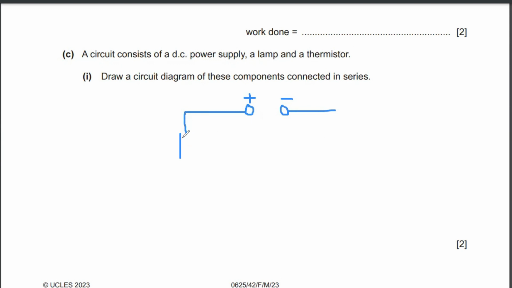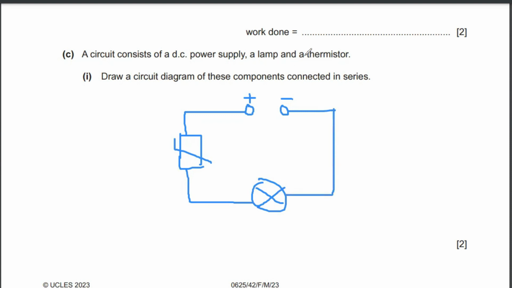So let's just draw the thermistor first. Let's say we are drawing the thermistor here, and the symbol for thermistor is, let's say this. So a slash with a straight line below the symbol. So this is a thermistor, and we will now continue with the lamp. So this is the symbol for lamp, and I will just close the circuit using this.